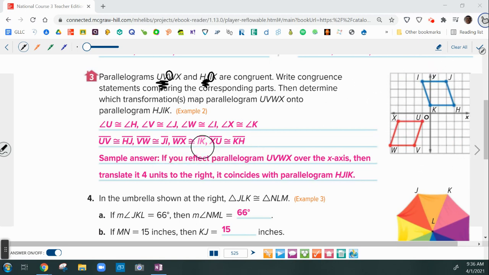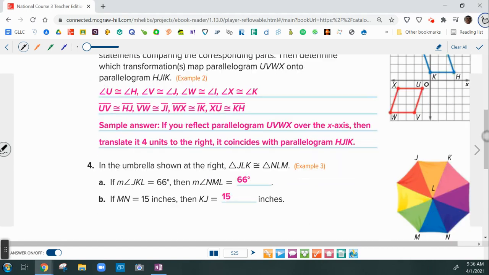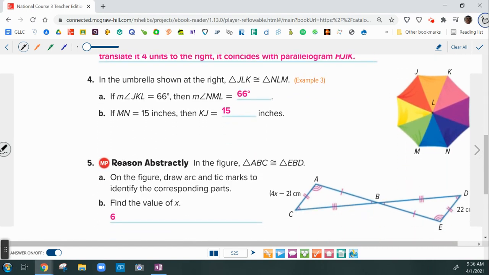Make sure you pause, take your time to really reflect on this and make sure you understand it fully. We're talking about this umbrella here, and we're looking at these 2 triangles, right? We have JLK and triangle NLM. And remember, in this congruent statement, if J's in first place, N's in first place, so those are our corresponding parts. Corresponding parts are always in the same position in the names. Big key there, big key.